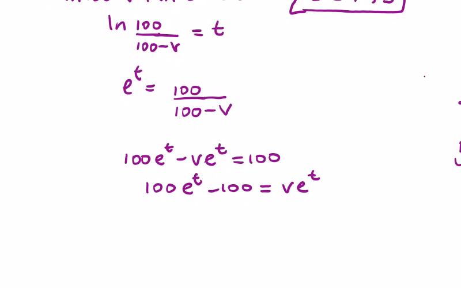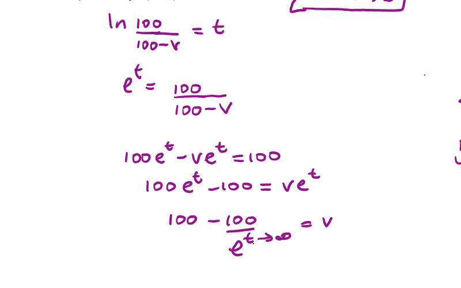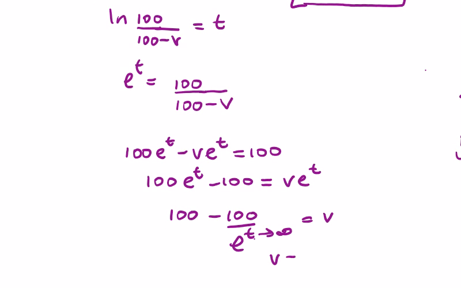So we want to get velocity, so divide by e to the power of t. We get 100 minus 100 over e to the power of t. That's where we want the t, because if it's going to infinity, it's going to tend to 0. This will be equal to v. So we're going to get v is equal to 100 as t tends to infinity, because that fraction will get smaller and smaller, and that will be in meters per second.